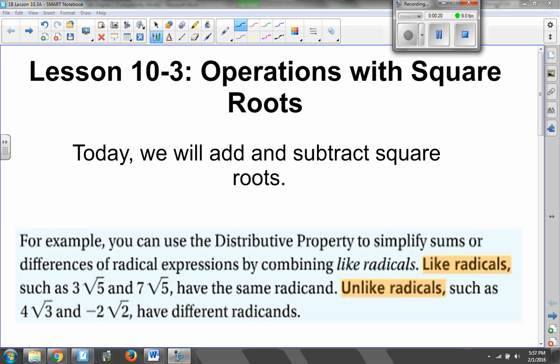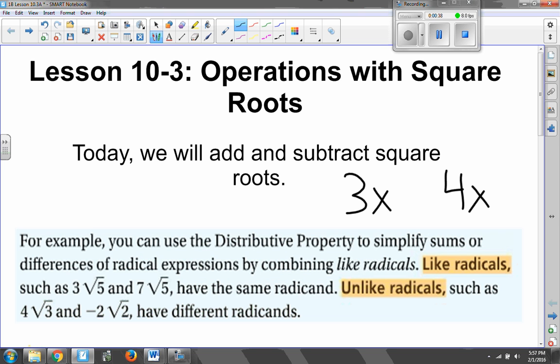The first thing that we need to deal with is some new vocabulary that's very much like thinking of like terms or unlike terms. Just as a reminder, 3x and 4x are like terms. You can add them together if you want to. Now, 3x and 4x to the third power are not like terms. You cannot add those together even if you want to.